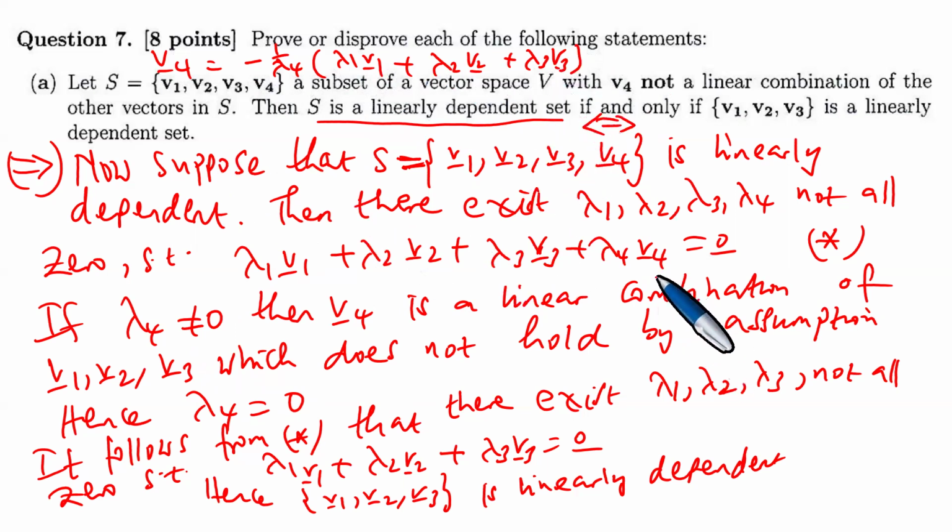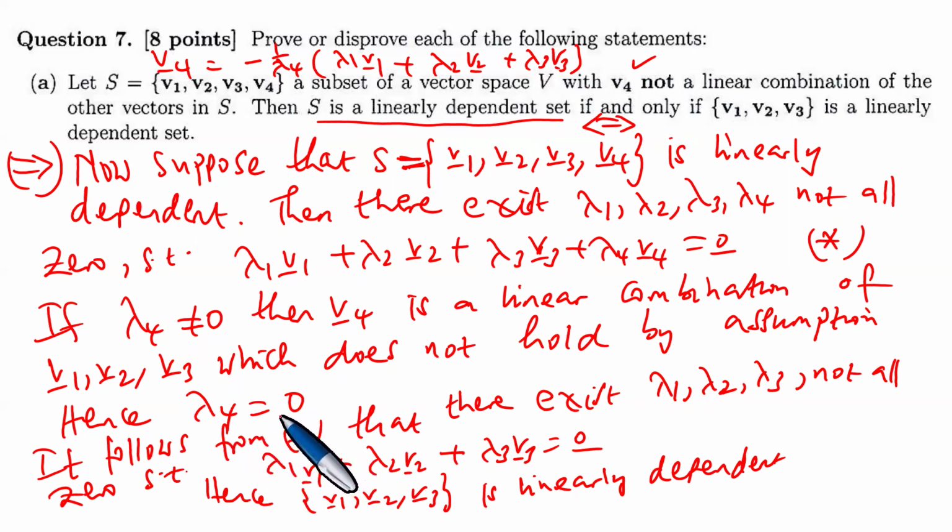So we are making V4 the subject. If lambda 4 is not 0, then we can divide, and that makes V4 a linear combination of the vectors, which by assumption it is not. V4 being a linear combination of the vectors does not hold by the assumption, so saying lambda 4 is not 0 is not correct. Hence lambda 4 must be 0.